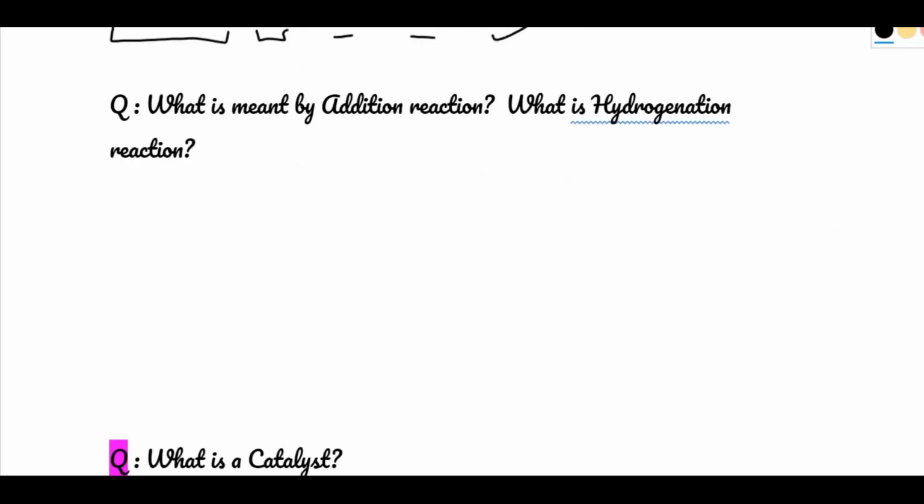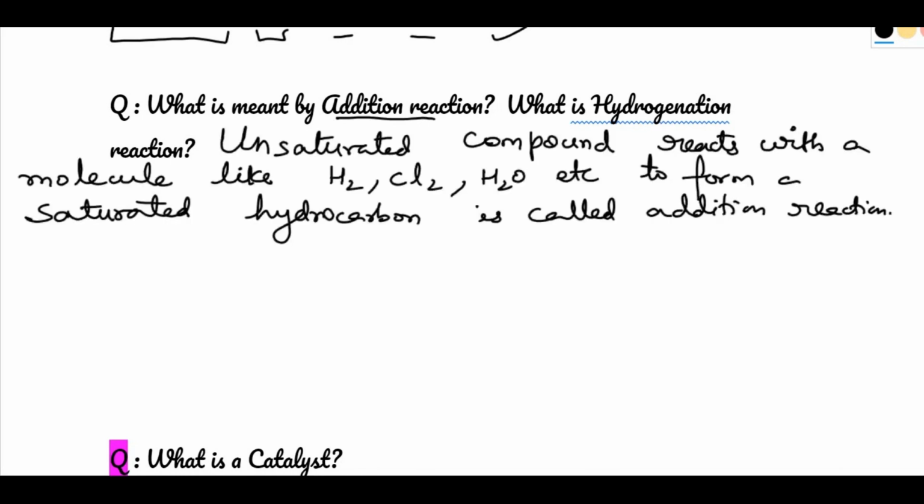Coming to addition reaction. What is the meaning of addition reaction? Addition reaction is a reaction in which an unsaturated hydrocarbon reacts with a molecule like hydrogen, chlorine, water, etc. to form a saturated hydrocarbon. So what is addition reaction? A reaction in which an unsaturated hydrocarbon or compound reacts with a molecule like hydrogen, chlorine or water, etc. to form a saturated hydrocarbon. Unsaturated to saturated by adding something, a diatomic or some other compound, is called addition reaction.